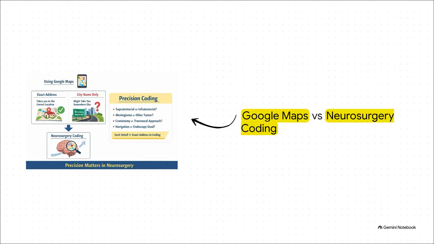It's a perfect analogy, right? Just like your GPS needs a highly specific street address, not just a broad city name, to keep you from getting totally lost, assigning the right neurosurgical procedure code demands exact anatomical specifics, rather than just a vague surgical region.